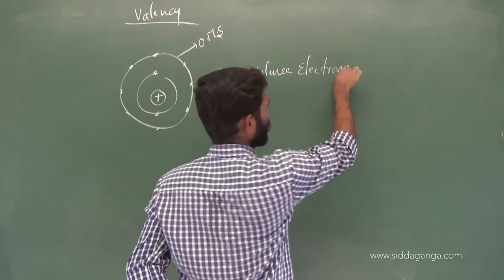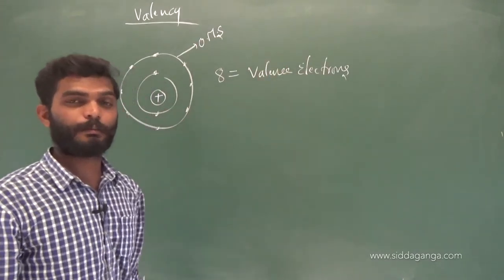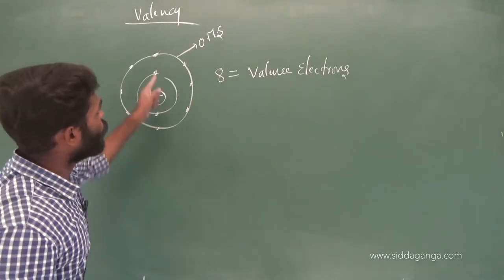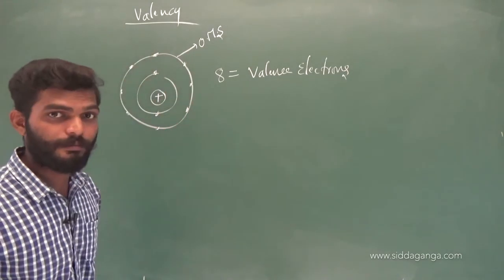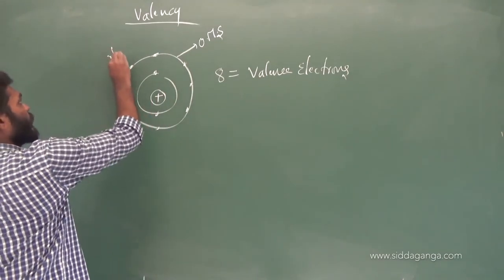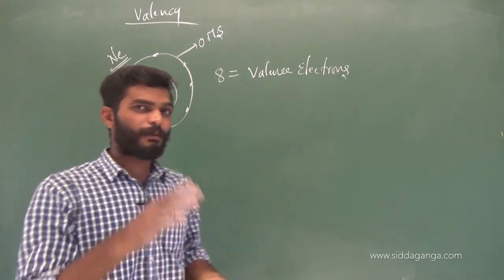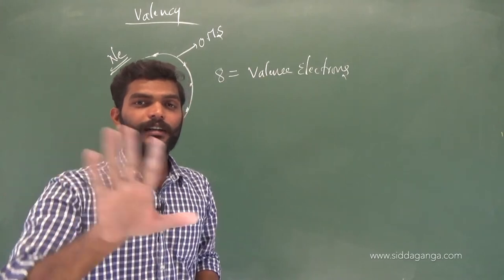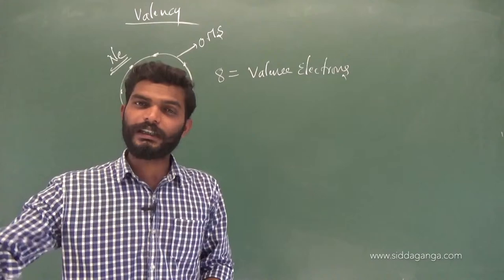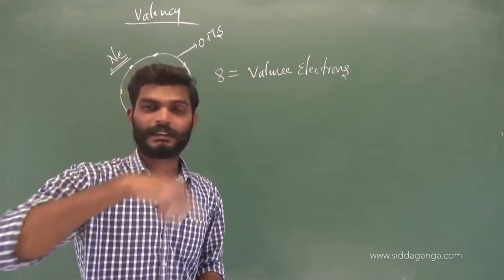Valence electrons, not valency, the terms are different. Therefore the number of electrons which are present in the outermost shell of an atom are called valence electrons. This is for neon. For neon it is 8 electrons, 8 valence electrons are there. If I say an atom has 7 valence electrons, it means 7 electrons are present in the outermost shell. If an atom has 3 valence electrons, it means 3 electrons are present in the OMS.